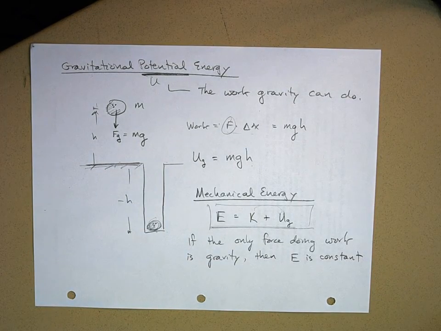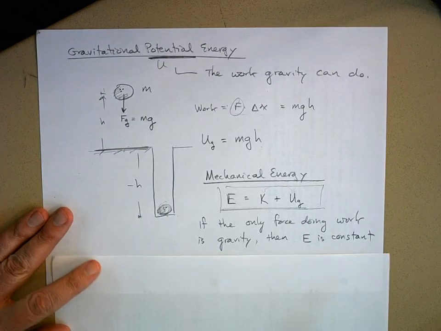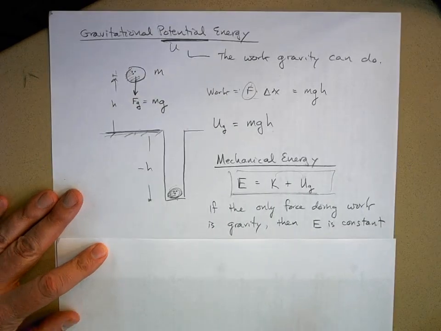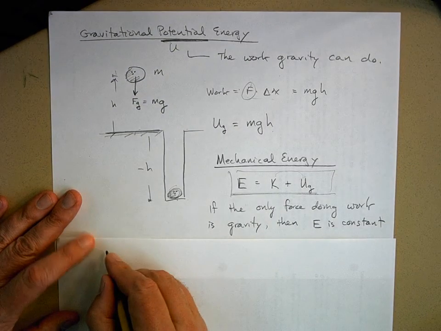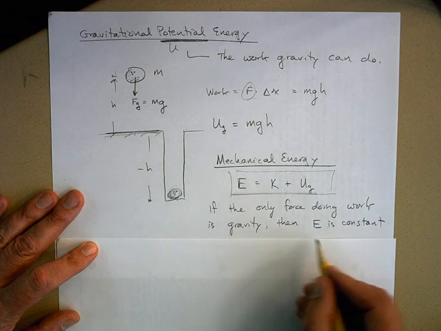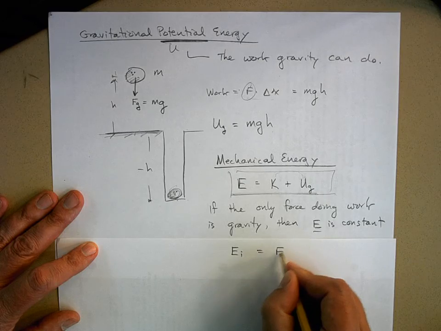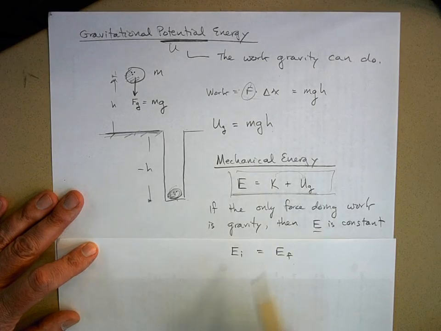So you'll have problems where the mechanical energy is conserved. And the way to set up those problems would be to do this. If the only force doing work is gravity, then E is constant, then you can say the initial energy is equal to the final energy. And so you would set this up and solve the problem.